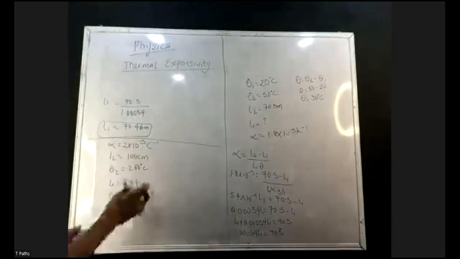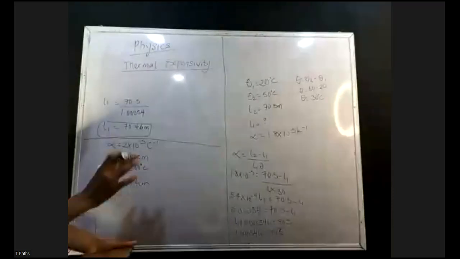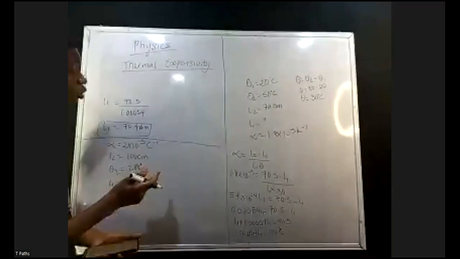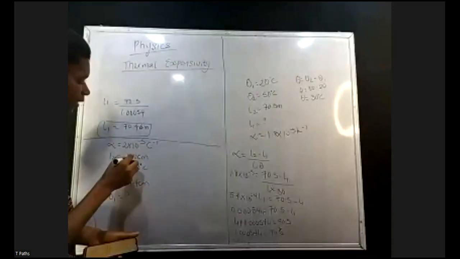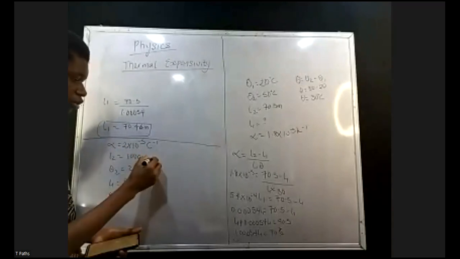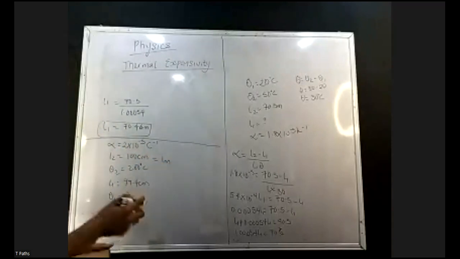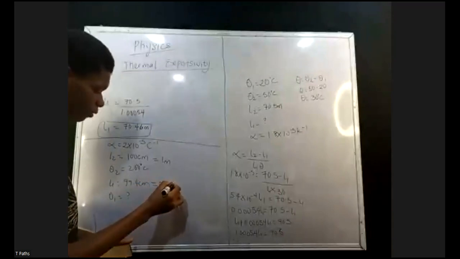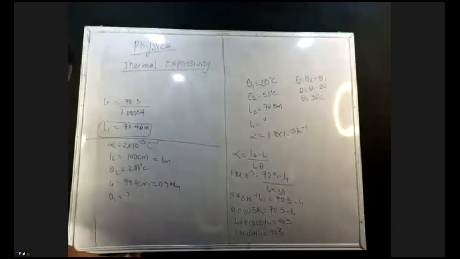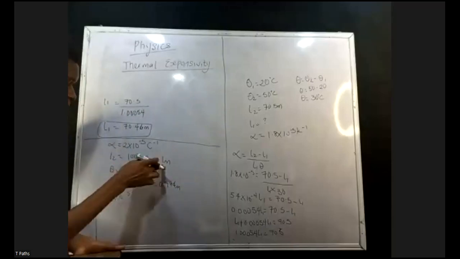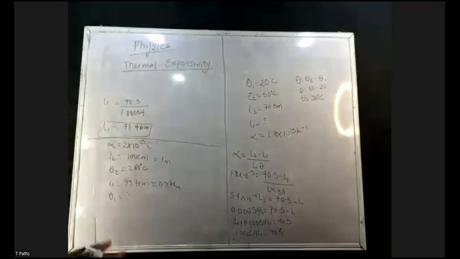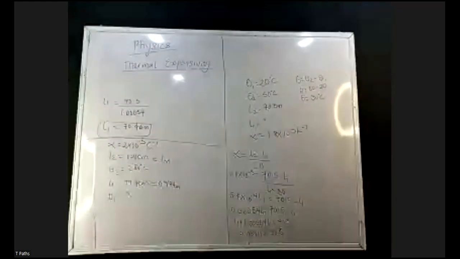Firstly, I want to convert these centimeters to the standard unit, which is meter. Converting to meter, I'll just divide through by 100. If I divide 100 by 100, I'll have 1 meter, so my L2 is 1 meter. And if I divide this by 100, I'll have 0.994 meter. Now I have my L2 as 1 meter and my L1 as 0.994 meter. So I'm going to use my formula.